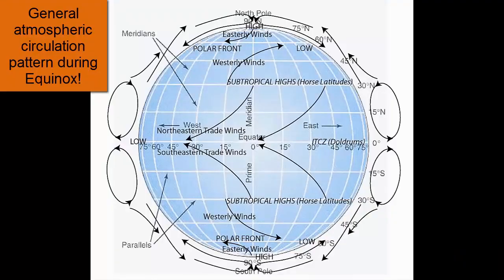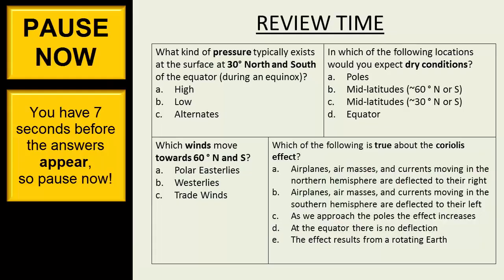So one last time, let's return to our general circulation pattern. Remember, this is a baseline for the equinoxes. As the seasons change and the sun's rays hit the tropics directly, the major high and low pressure systems will migrate accordingly. Pause now.